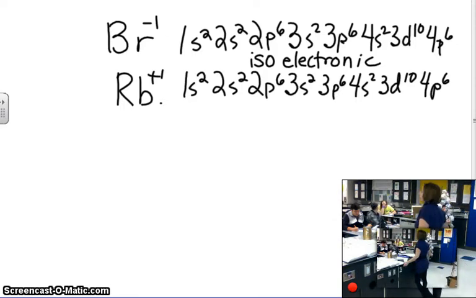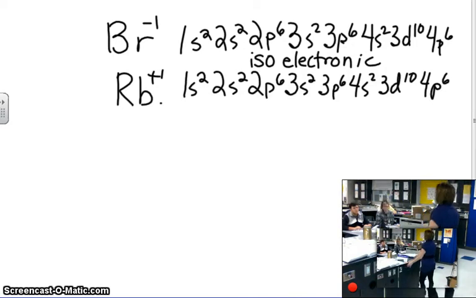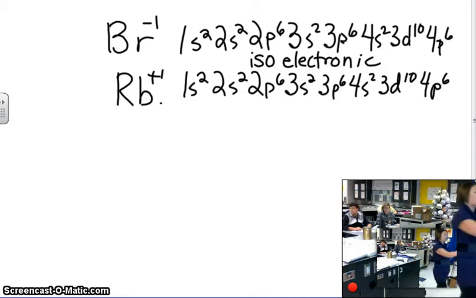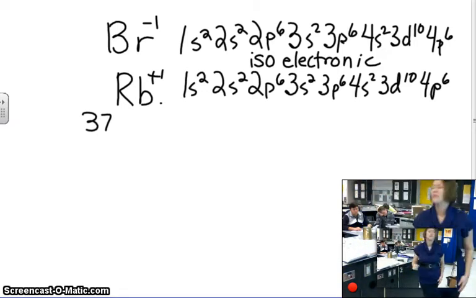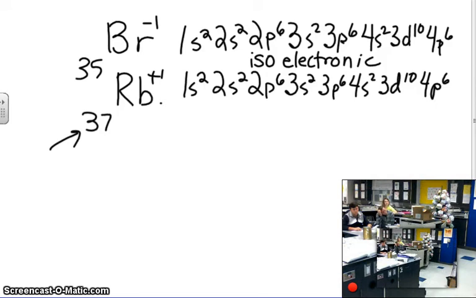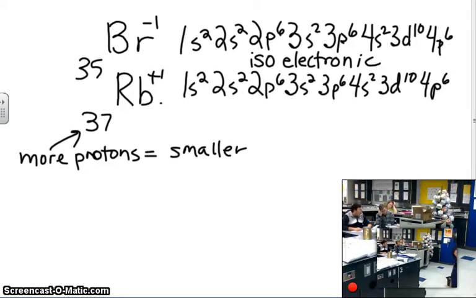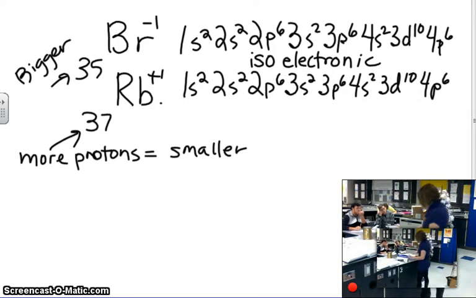Who would be bigger? You mean radius-wise? Yep, radius-wise. Who would be bigger? Br. The less protons you have, the bigger you'll be. The more protons you have, the smaller you'll be. And Rb has what, 37 protons, and Br has 35. So since this has more protons, it would be smaller. This has less protons, it would be bigger. It's opposite, okay? That question also came up on the test.